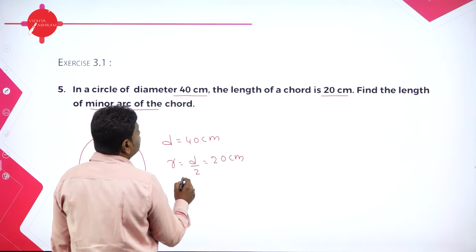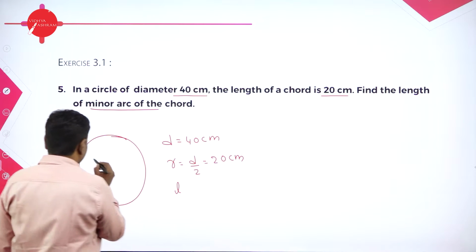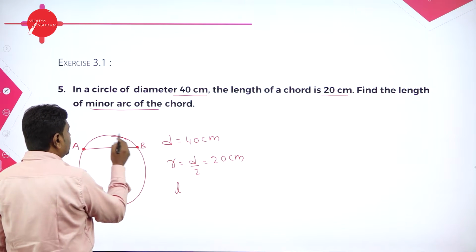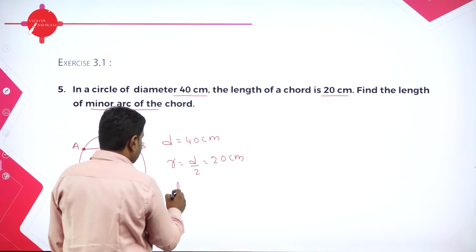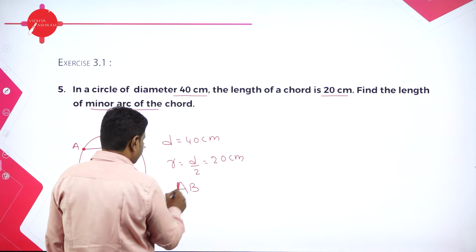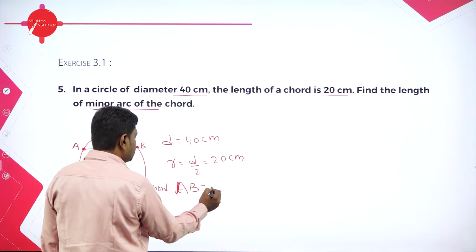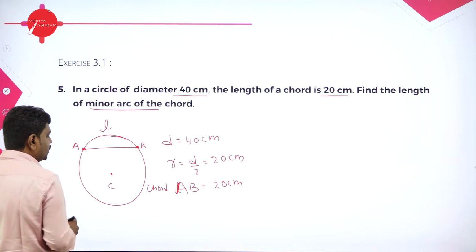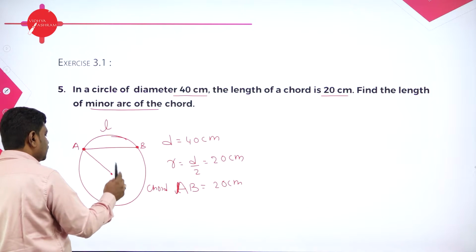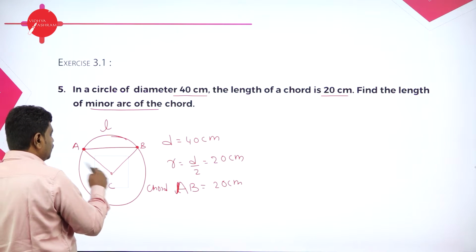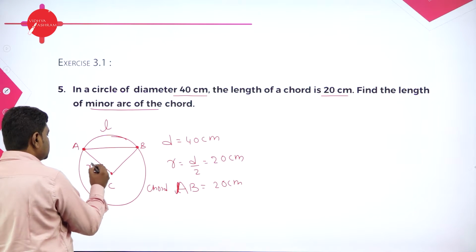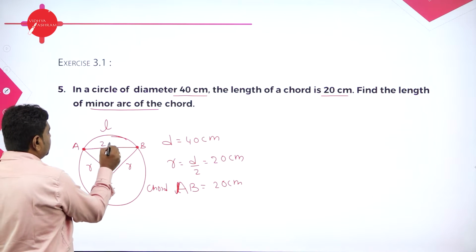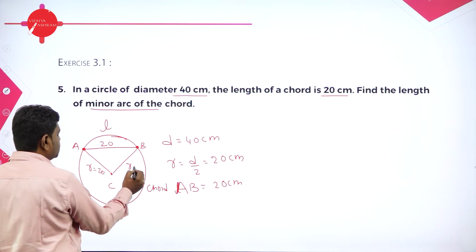And length of the chord. So let us draw a chord. I'll draw chord AB, and the length of the minor arc, they want L, this part. Chord AB, they gave AB length as 20 centimeter. Radius is also the same. Now any circle will have a center. So now I'll join this and this. Please observe, here to here it is radius, here to here it is radius. These two are same, and this is also the same. This is 20 and this is also 20 and this is also 20.